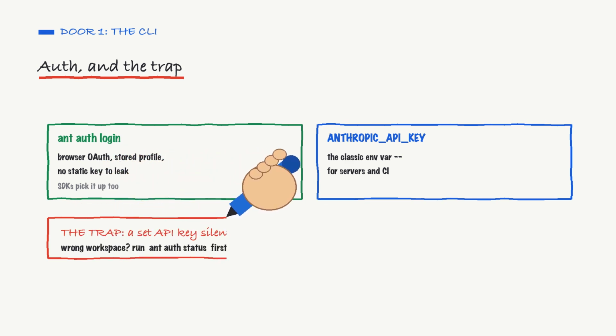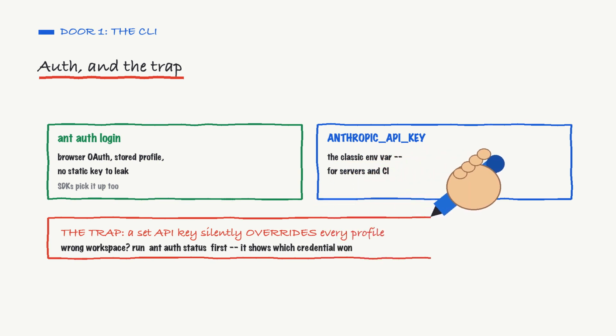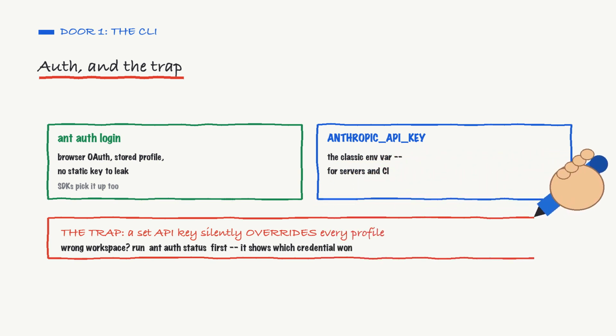Now the trap the docs warn about. If that environment variable is set, it silently overrides every profile. If your requests ever hit the wrong workspace, run env-auth status first. It tells you exactly which credential won and why.